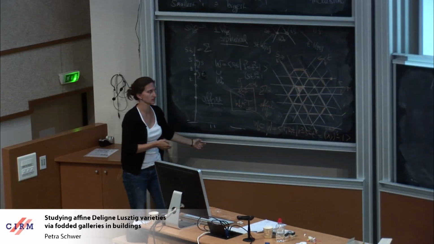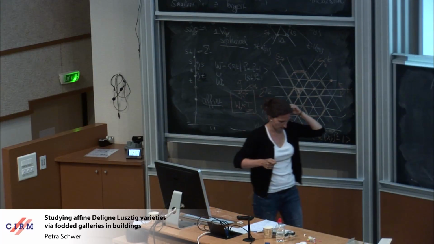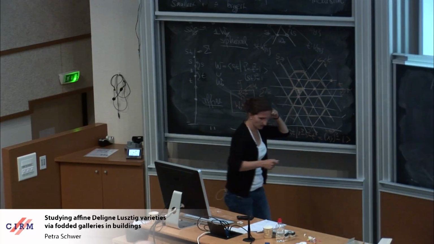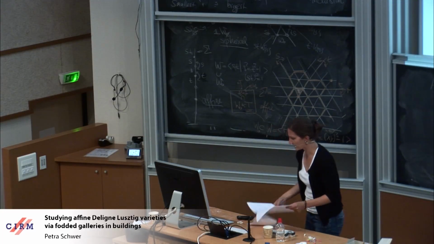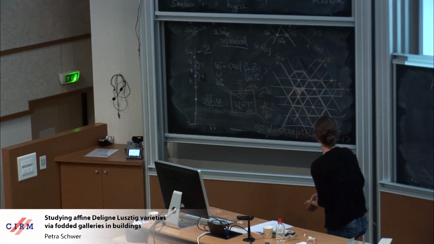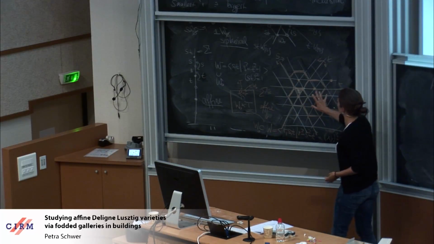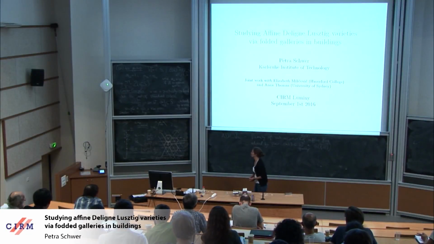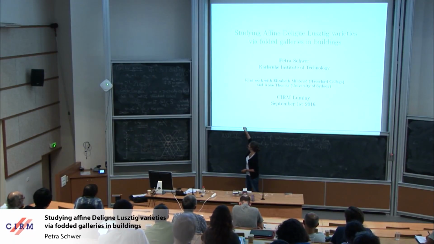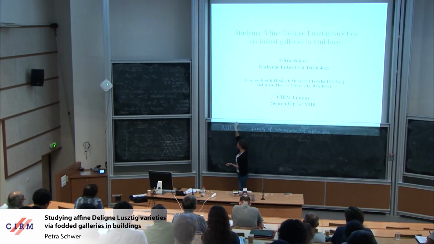Okay, so we have this Coxeter complex, and what we want to do now is we want to look at sequences of maximal simplices, which are called alcoves in the following, in this complex. And these sequences, they're of a specific form, they're called galleries.